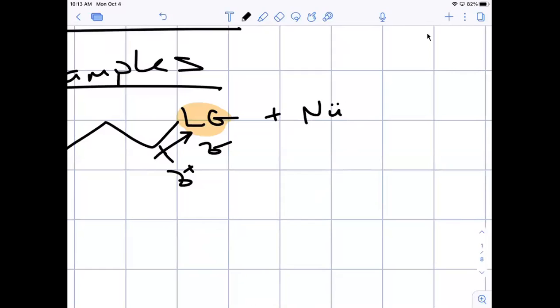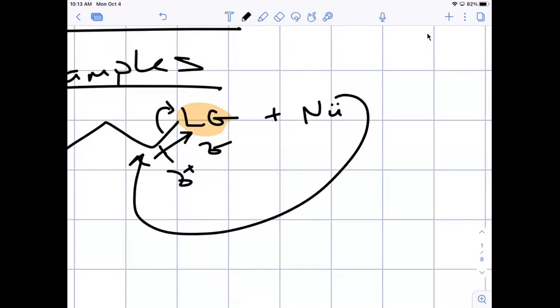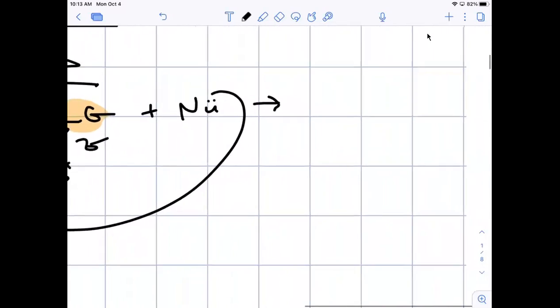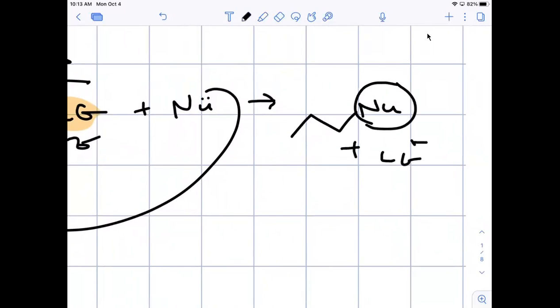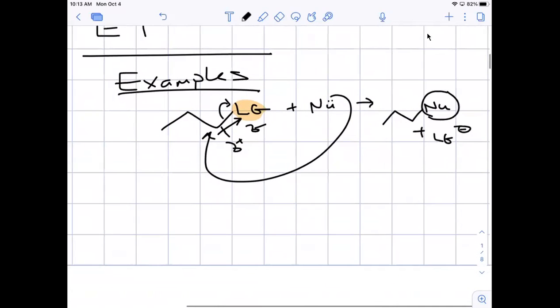Here and then here. So then you end up with the nucleophile substituting for your leaving group, and your leaving group leaving as an anion in most cases, not all the time, but in most cases. So that's one example of a substitution. We've seen that already.